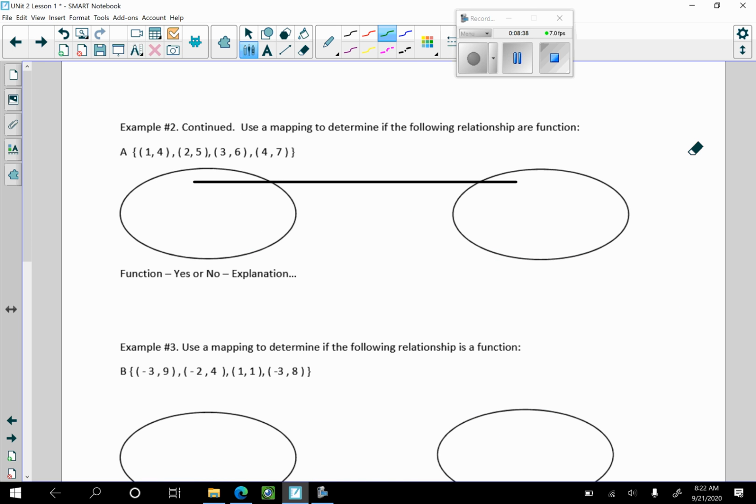Okay, so example number 2, use the mapping to determine if the following relationships are functions. And we will have an explanation, yes or no.